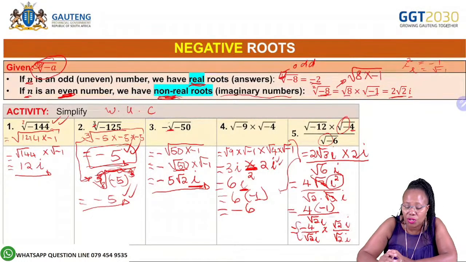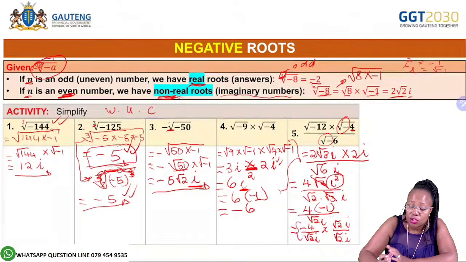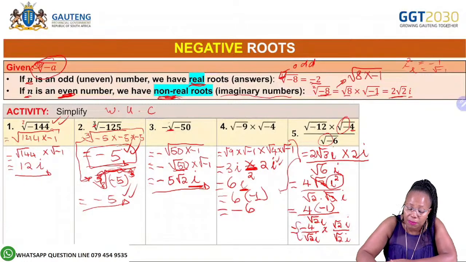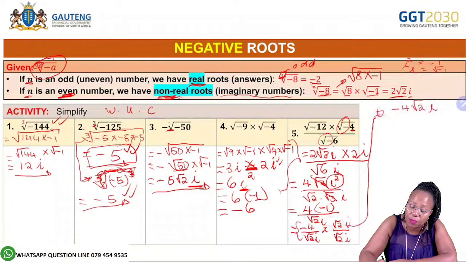So multiplication by 1 doesn't change anything. So the value of this will remain the same. Now from here, we are multiplying minus 4 times square root of 2. It will be moving up there. That will be minus 4 square root of 2i on top. On the denominator, we'll be having square root of 2 times the square root of 2, which is positive 2.